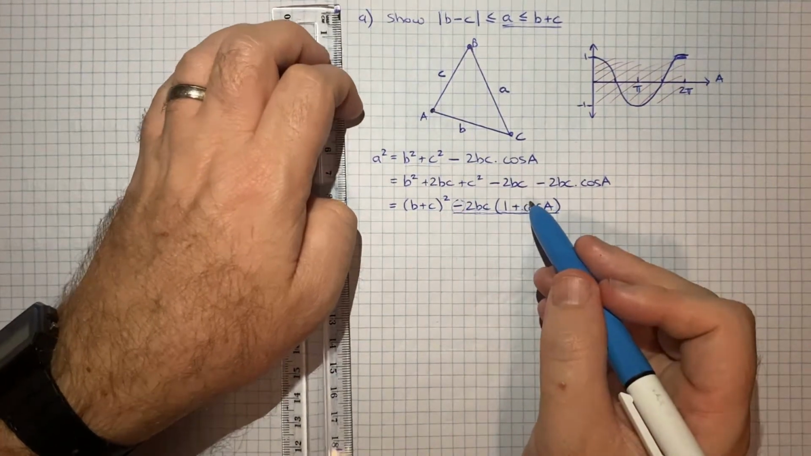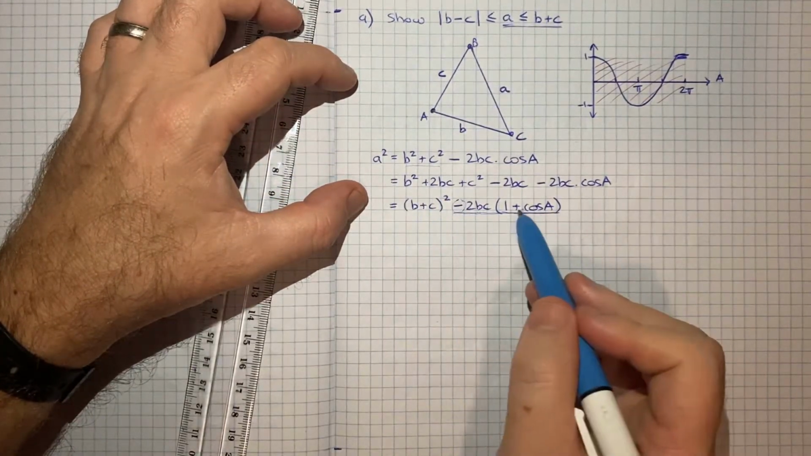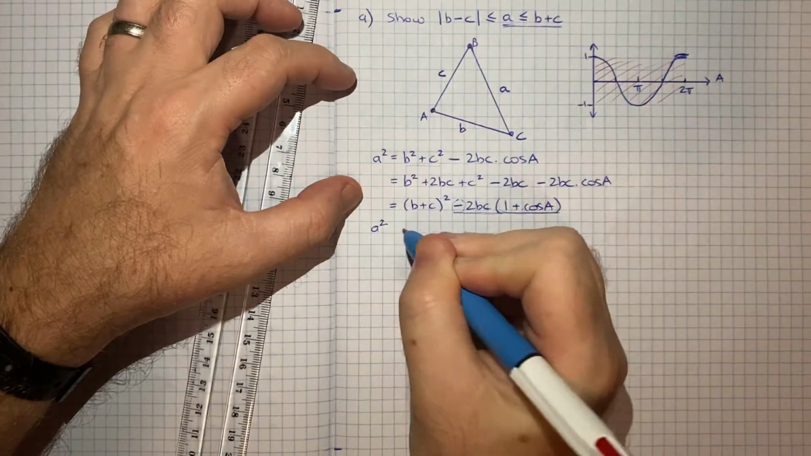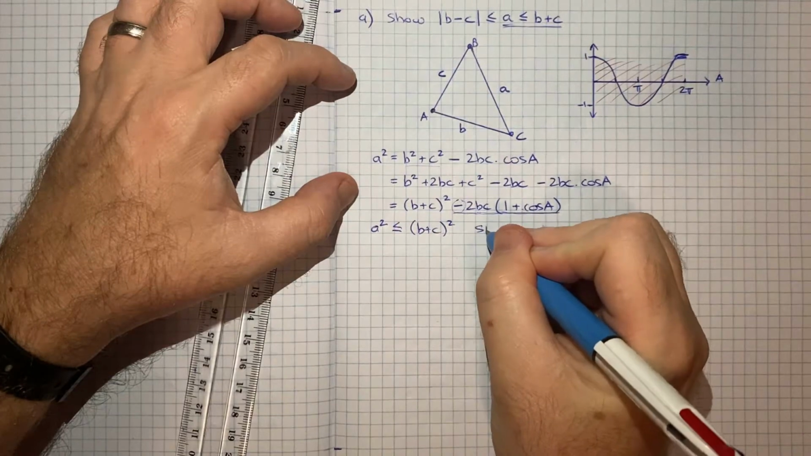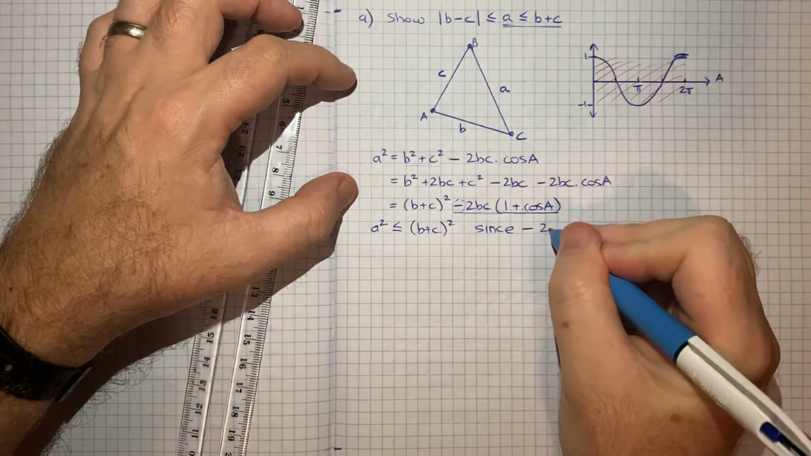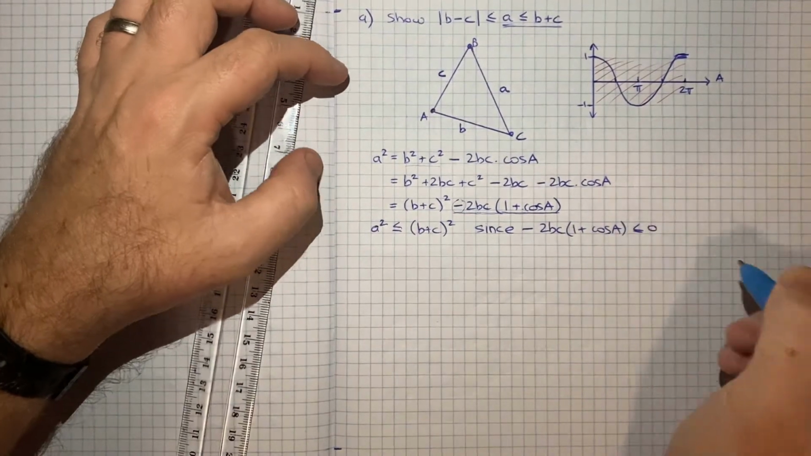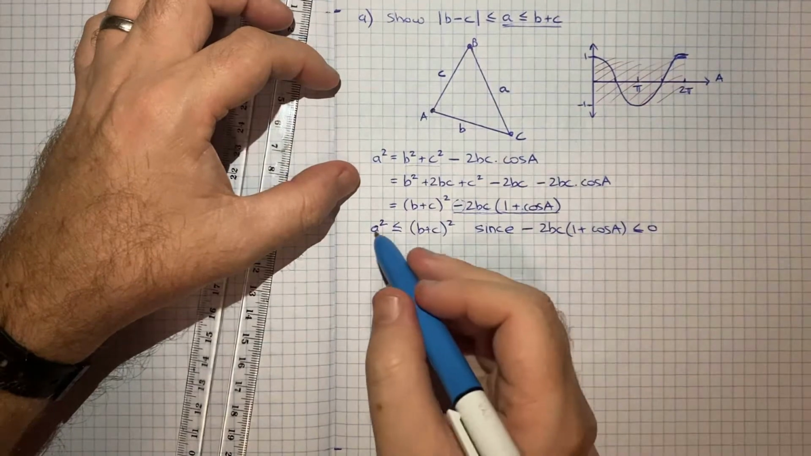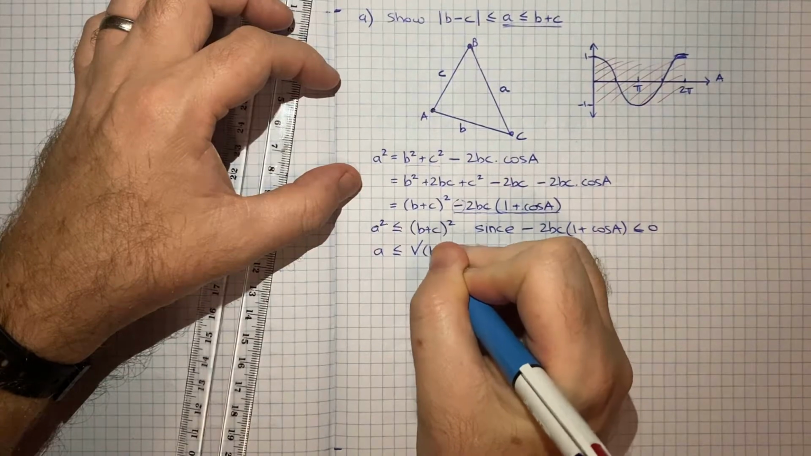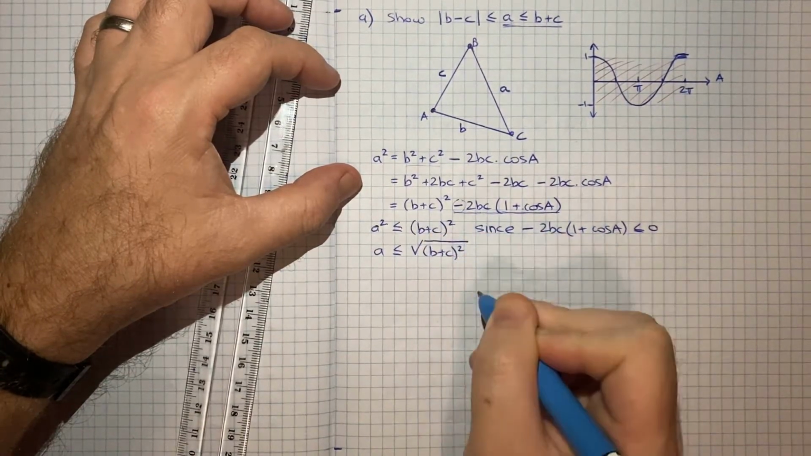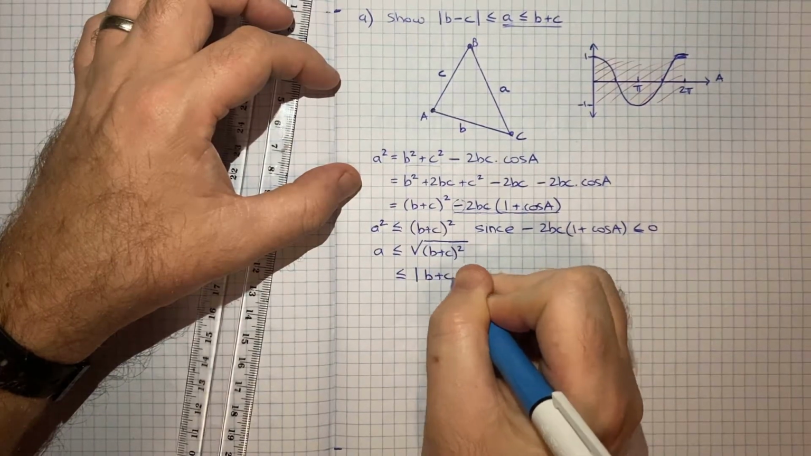must be negative. So what we can say is that a squared is some number minus something else. So therefore a squared must be less than or equal to (b plus c) squared. And that's since negative 2bc(1 plus cos A) will be less than or equal to 0. So at this point we can take the square root of both sides, so we get a less than or equal to the square root of (b plus c) squared. That by definition is the absolute value of b plus c.